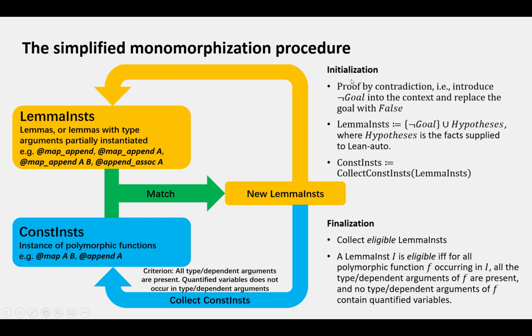In the beginning, we apply proof by contradiction, which means that we introduce the negation of the goal into the context and replace the goal with false. So now, the local context consists of the negation of the goal and the original hypothesis. And this will be the initial state of lemma insts.